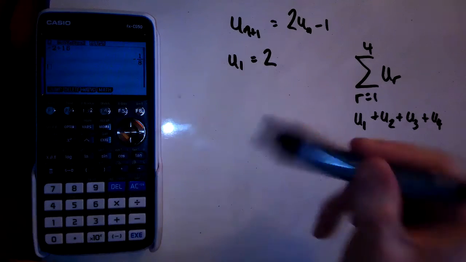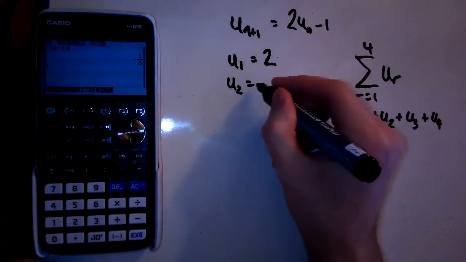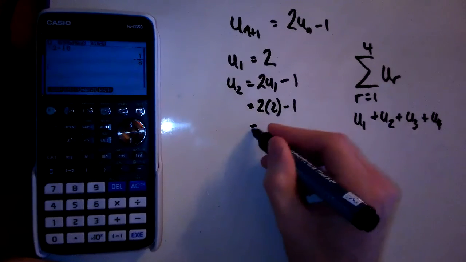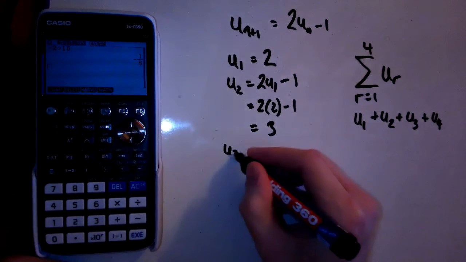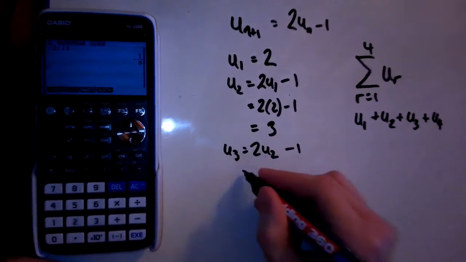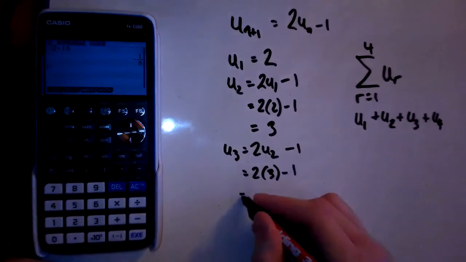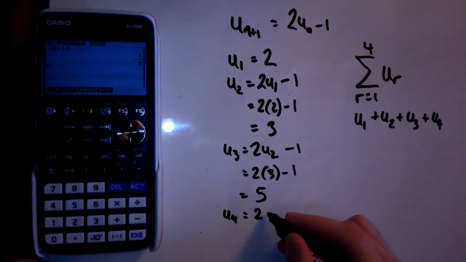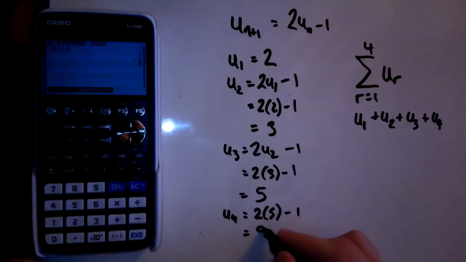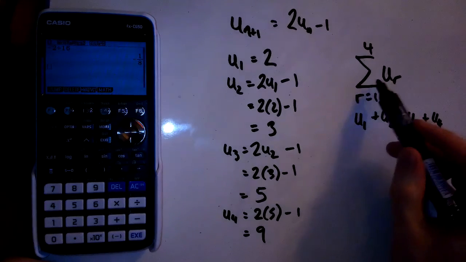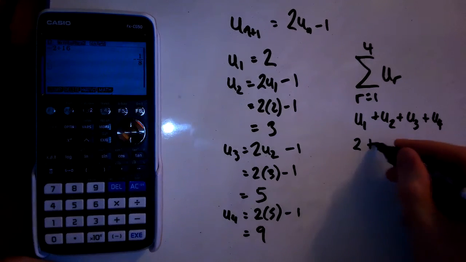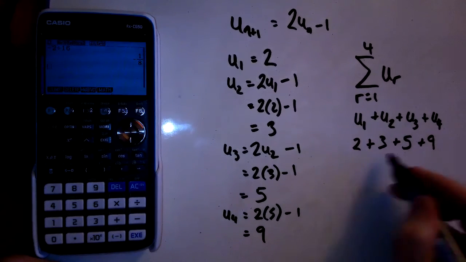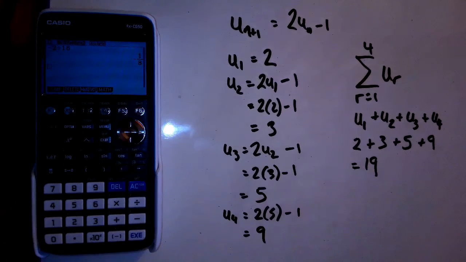So we got u1 is 2. So to get u2, I'm going to use the rule. So it's 2 times u1 minus 1. So that's 2 times 2 minus 1. So that's 3. To get u3, do the same thing. It's 2 times u2 minus 1. So it's 2 times 3 minus 1. So that's 5. And to get u4, it's 2 times u3 minus 1. So it's 2 times 5 minus 1. So that's 9. So the sum is u1 is 2, u2 is 3, u3 is 5, u4 is 9. So add them up and we should hopefully just get 19.